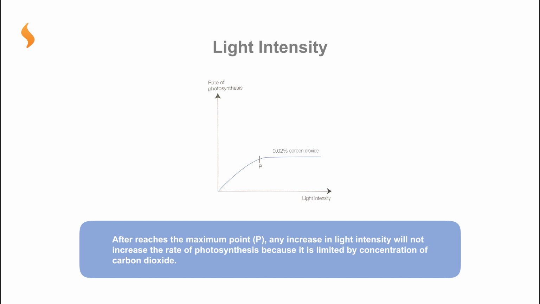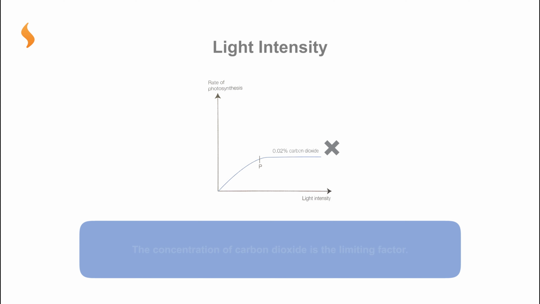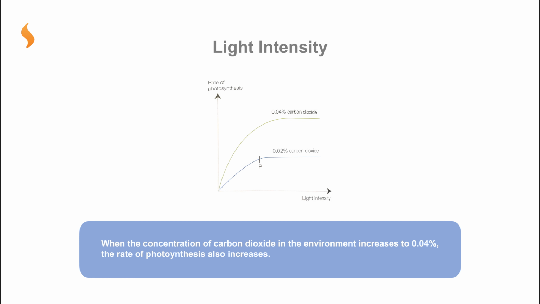After reaching the maximum point, P, any increase in light intensity will not increase the rate of photosynthesis, because it is limited by the concentration of carbon dioxide. The limited concentration of carbon dioxide means there is not enough carbon dioxide for photosynthesis. The concentration of carbon dioxide is the limiting factor. At this stage, PQ, the rate of photosynthesis is constant. When the concentration of carbon dioxide in the environment increases to 0.04%, the rate of photosynthesis also increases.